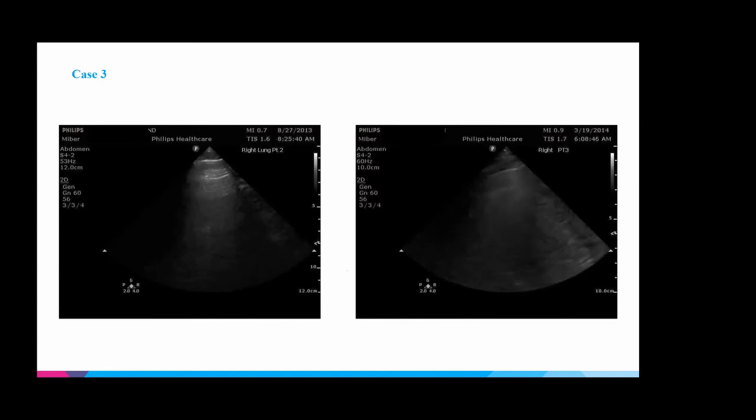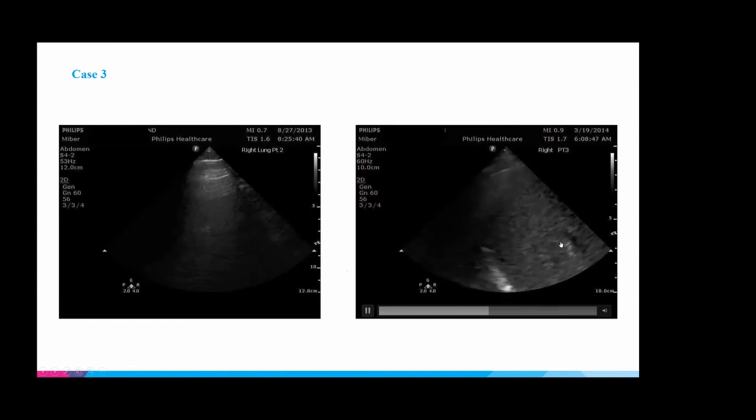Yeah. And then maybe we can see one quick B line that comes in. So we're not really making out much A lines, but we're not really seeing confluent B lines or more than 3 B lines, right? So it's likely a normal curtain sign.